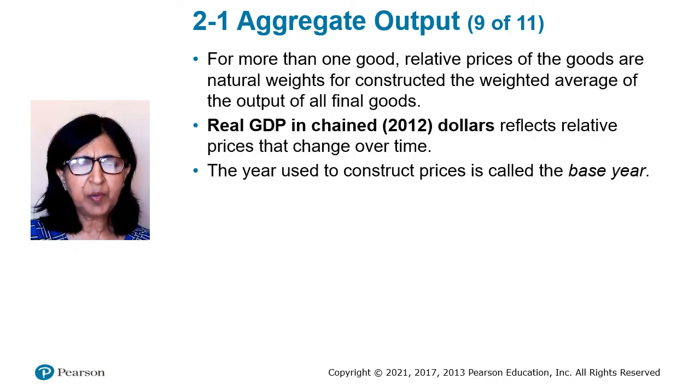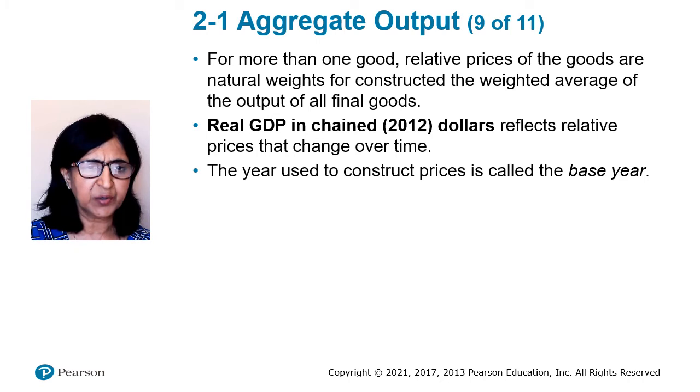The problem when constructing real GDP in practice is that there is obviously more than one final good. Real GDP must be defined as a weighted average of the output of all final goods. For more than one good, relative prices of the goods are natural weights for constructing the weighted average of the output of all final goods.